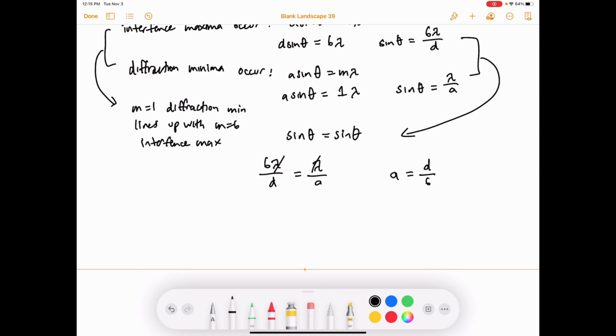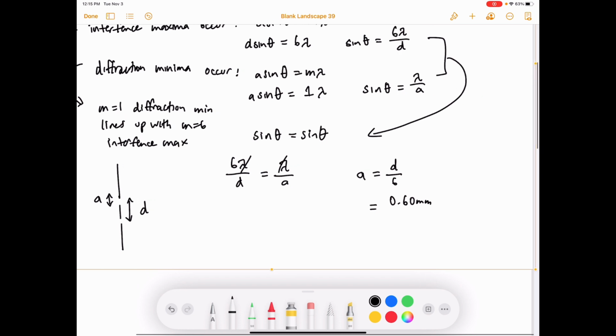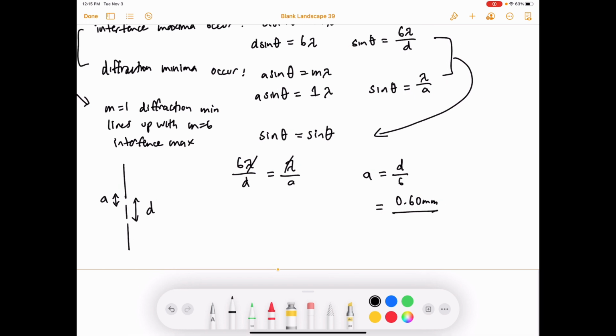So to be clear what this looks like, if we have the slit screen, d is the distance between the two slits, but a is the width of each one of those slits. So what we're finding is that the width of the slit is just 1/6 of the spacing between the slits. So you have a equals 0.6 millimeters divided by 6. That's 0.10 millimeters. So it's pretty simple to calculate once you see the concept behind it.